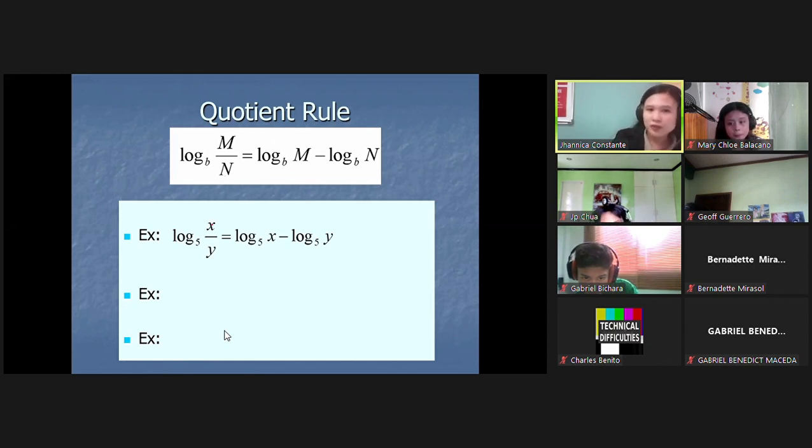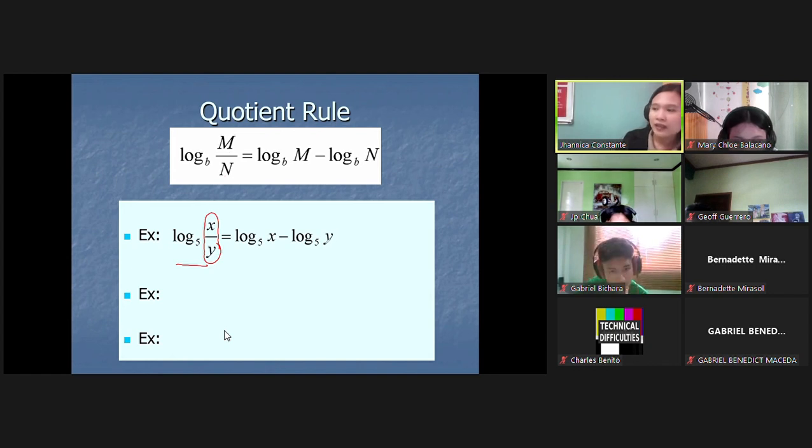For example, just like here, we have the logarithmic function of 5x over y. So we separate the argument to expand our function, which is log of 5x minus log of y. That's the only thing that we're going to use. Since in the quotient rule of exponent we subtract the exponents, we're going also to subtract both the arguments that we have in our function.